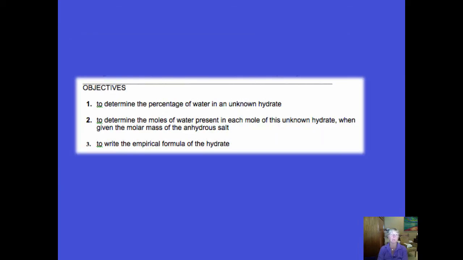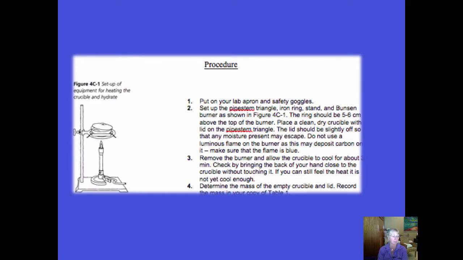You will determine the percentage of water that's in your hydrate. You'll be able to determine what that number of moles of water is and be able to write down the correct formula. What's the number that comes after that dot? For the moment, we will not do the empirical formula of the hydrate and will complete that at a later date. The procedure is shown fairly clearly on the back of that page, on page 11.